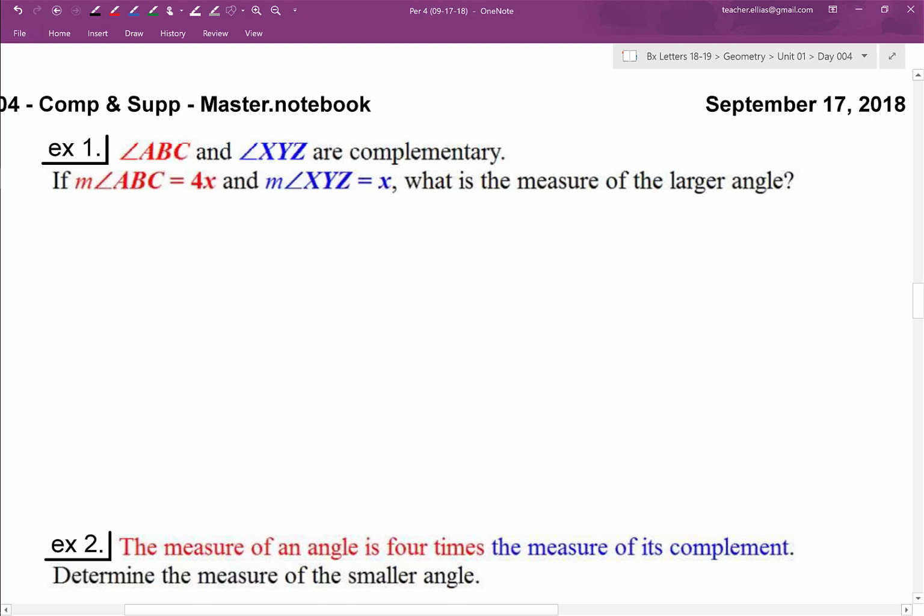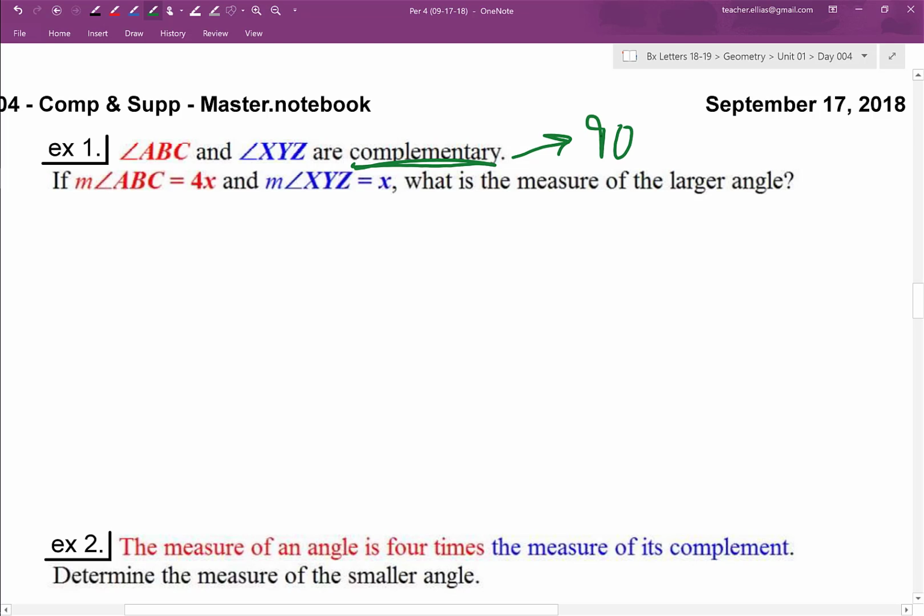Diomi, what keyword? Complimentary. What keyword do you see? What comes to mind, Diomi? Thank you.